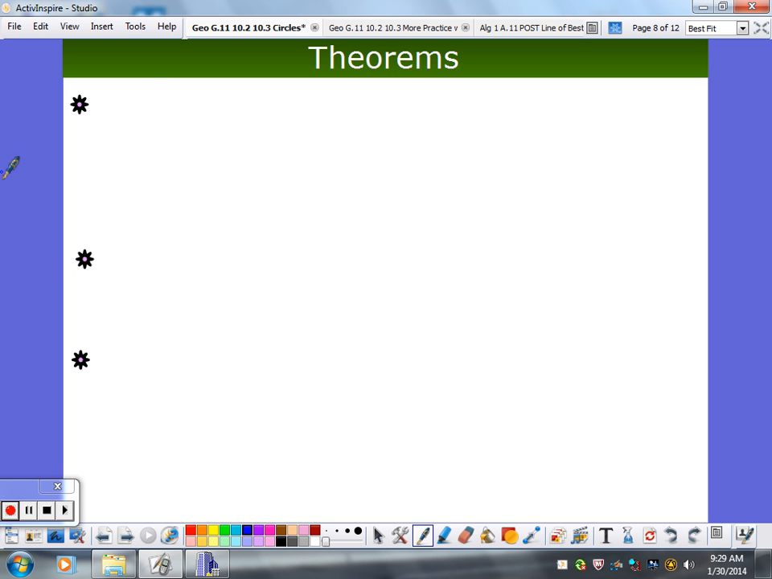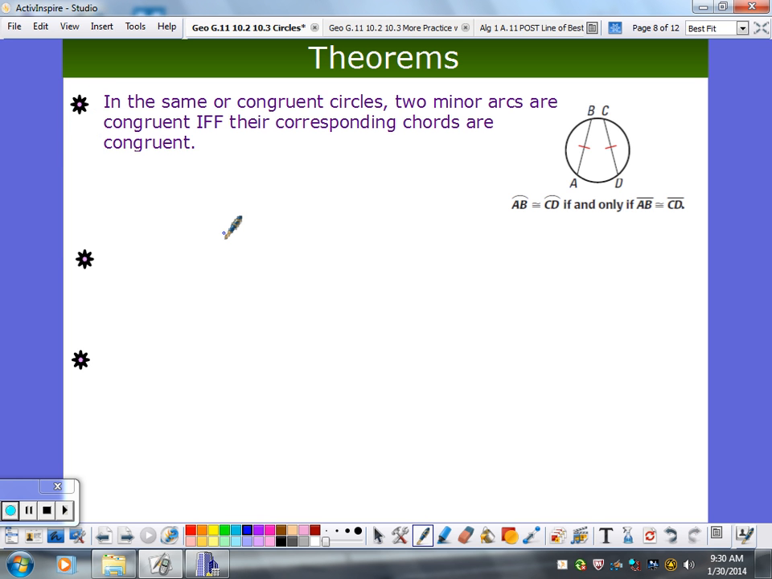So here come the theorems. You ready? All right. In the same or congruent circles, two minor arcs are congruent if and only if their corresponding chords are congruent. So these arcs will be congruent if the chords are congruent, but this is an if and only if, a biconditional. I can go the other way. If you have two chords like this that are congruent, two arcs that are congruent, then the chords will be congruent.